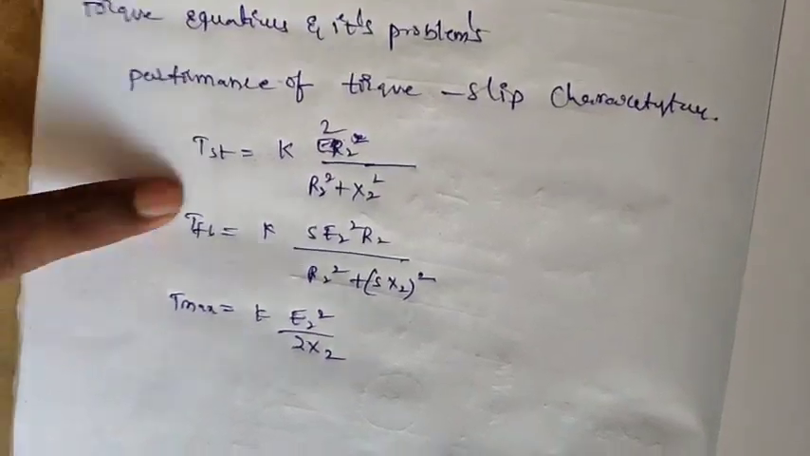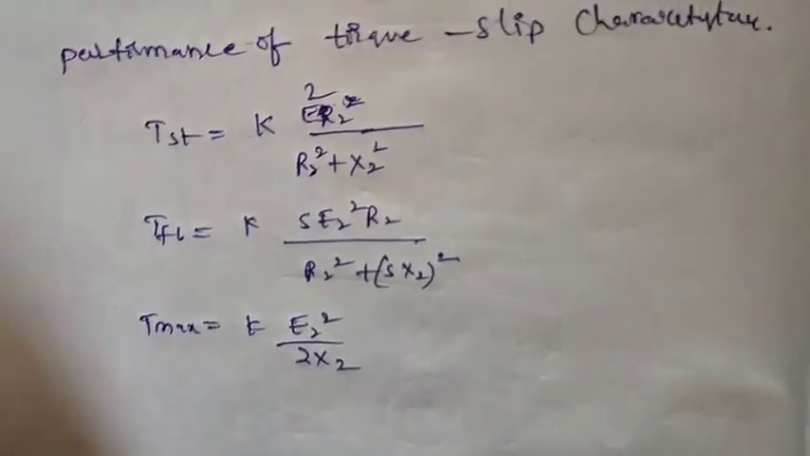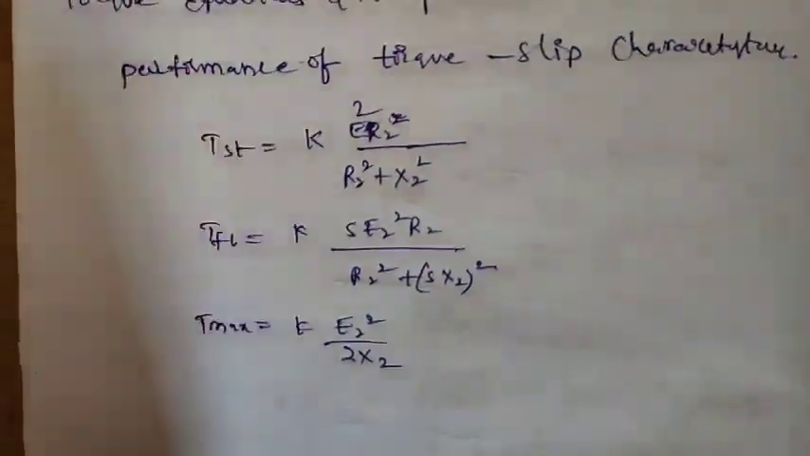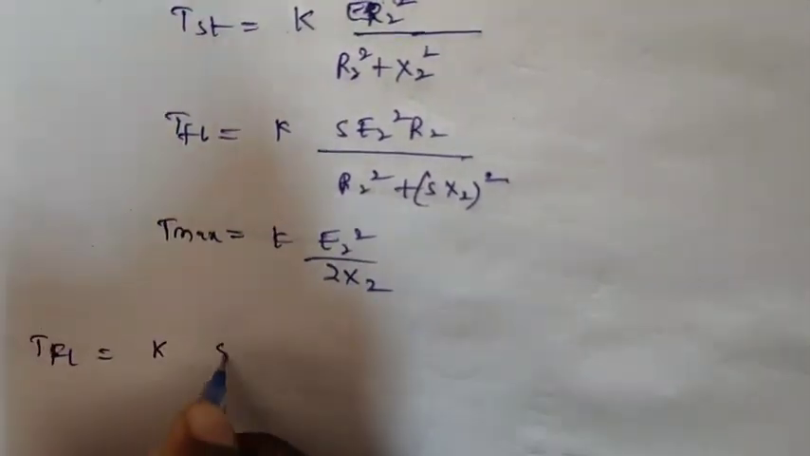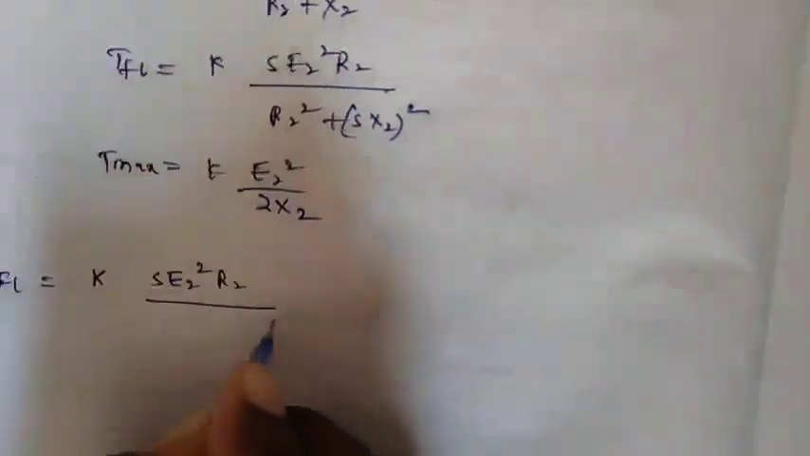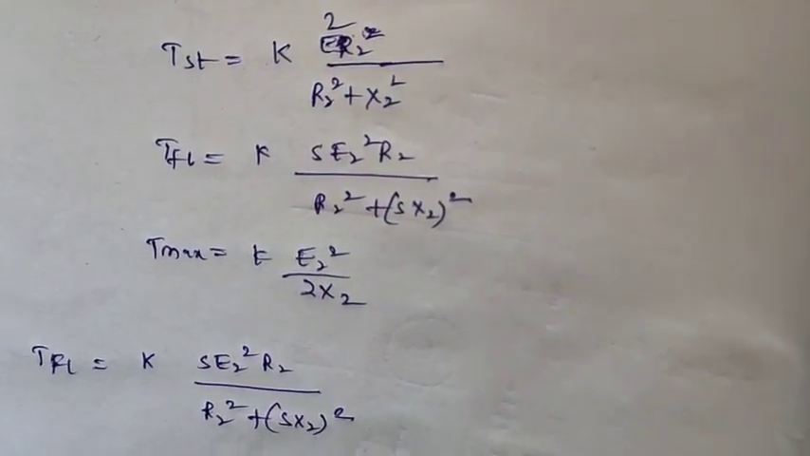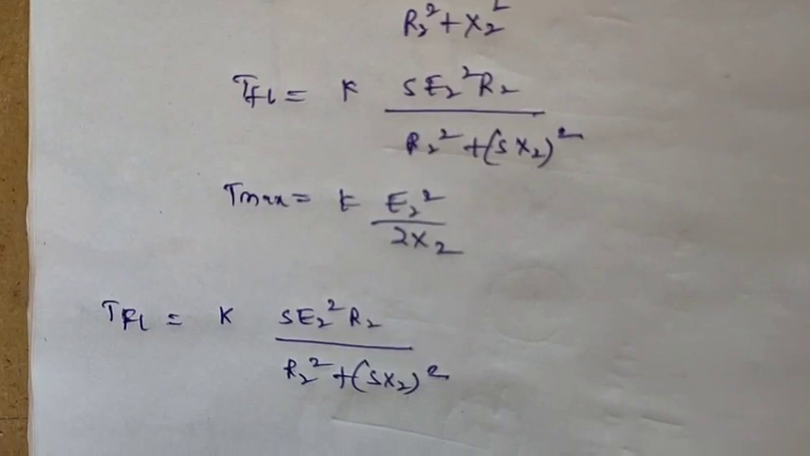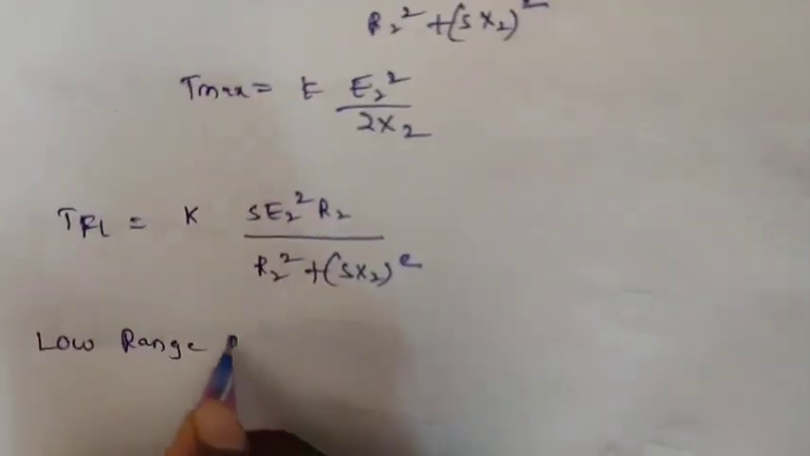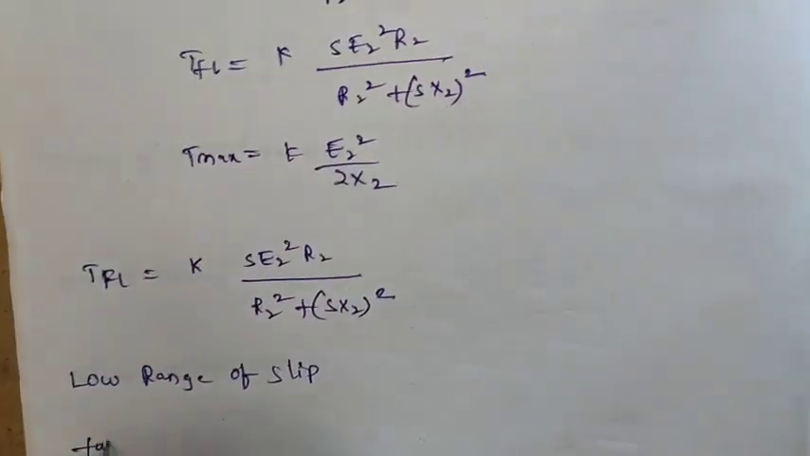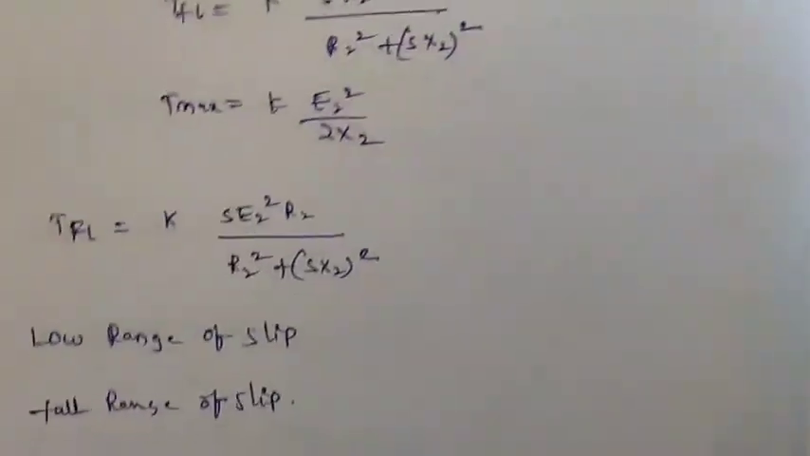The slip is on the full load torque. Only we have to consider the full load torque, because for starting torque the slip equals 1, and for maximum torque there is no slip. The full load torque TFL equals K into S E2 square R2 divided by R2 square plus SX2 whole square. In this we can consider low range of slip and high range of slip.